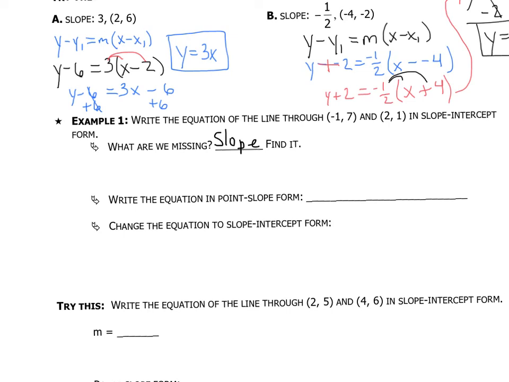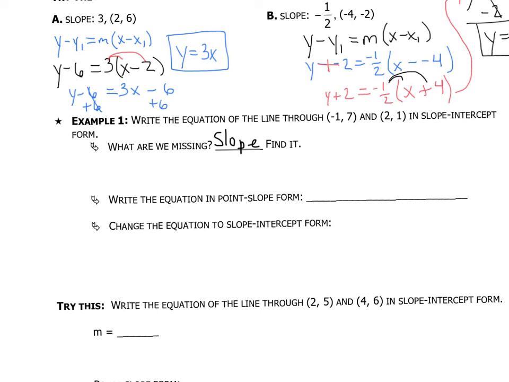Okay, so here's where you've got to just use your brain a little bit and understand that we've already done this. We just tested on this. We know how to find the slope given 2 points. So I'm going to find the slope given the 2 points. So let's find the slope.